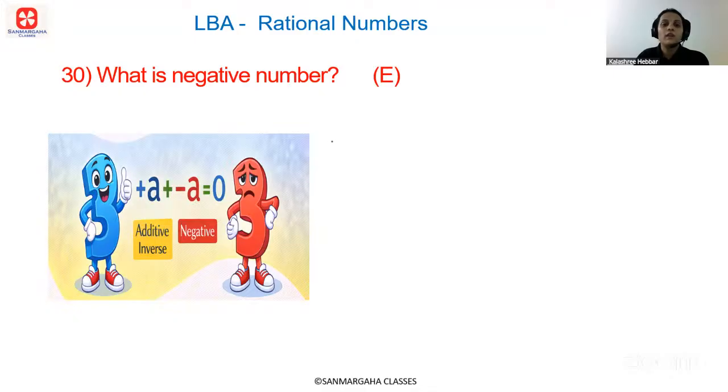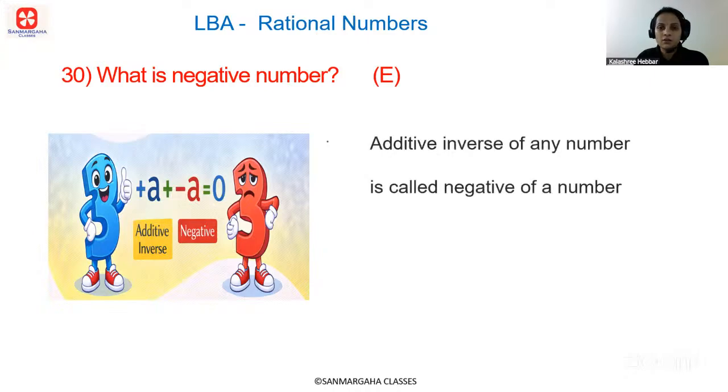Welcome to Sanmargaha classes LBA Rational Numbers question number 30. What is a negative number? Additive inverse of any number is called the negative of a number. Say for example, if you have A, the additive inverse of A is minus A, correct? So that sum is 0. So the additive inverse of any number is called the negative of a number. Okay, additive inverse, that is minus A.